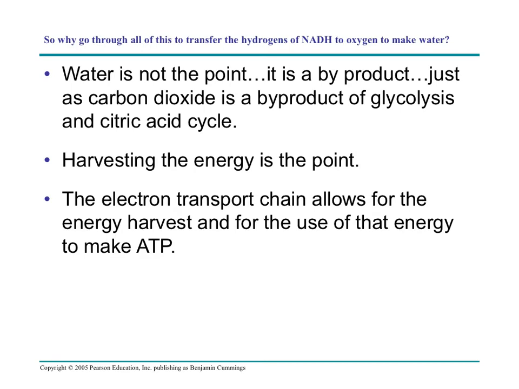Okay, water's a byproduct. Just like we made carbon dioxide when we did glycolysis in the citric acid cycle, what we want is to capture the energy of those electrons as they fall down the chain back to their ground state. We want to capture that energy so we can actually use it for work. And the only molecule we use for powering work in the cell is ATP.